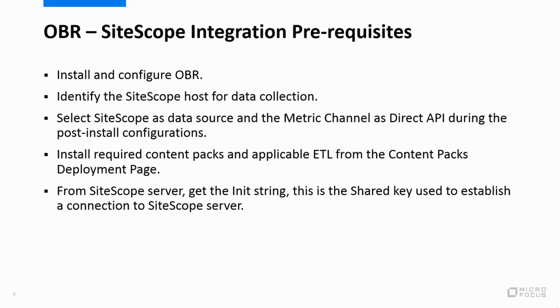Install and configure OBR. You can see the support matrix for a complete list of OBR and SiteScope supported versions. Identify the SiteScope host for data collection. During the post-install configuration in the OBR Data Source Selection Wizard, make sure to select SiteScope as data source, metric channel as direct API. Install the required content packs and applicable ETL from the content pack deployment page. Get the init string from the SiteScope server, which is the shared key used to establish a connection to the SiteScope server.